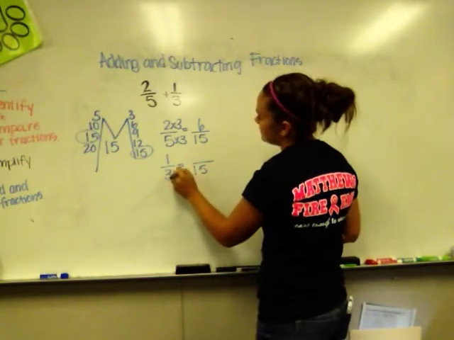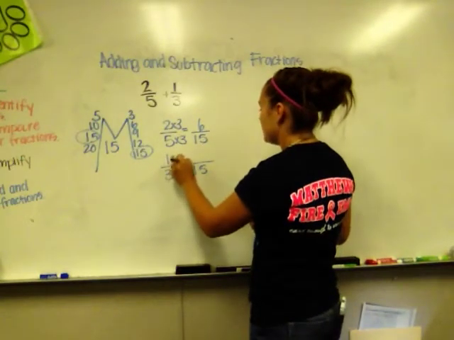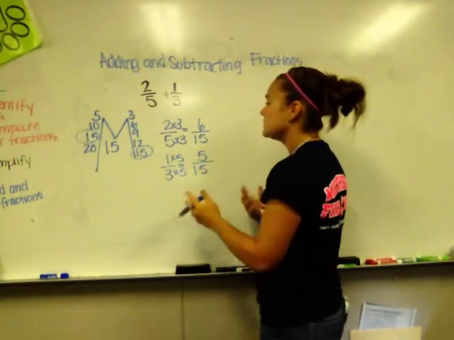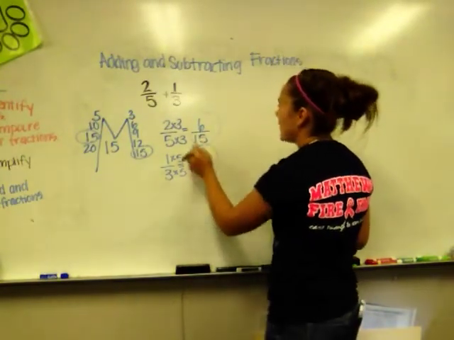Then I'm going to do the same thing for 1/3. I know that 3 times 5 equals 15. So we're going to do the same thing here. And I have 5/15.